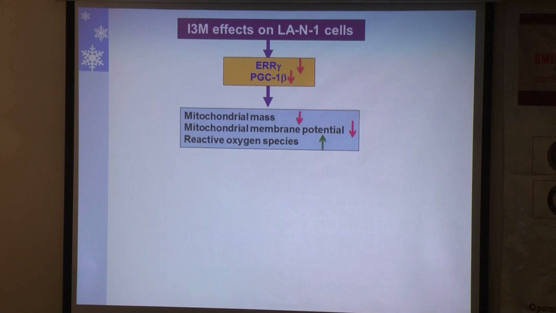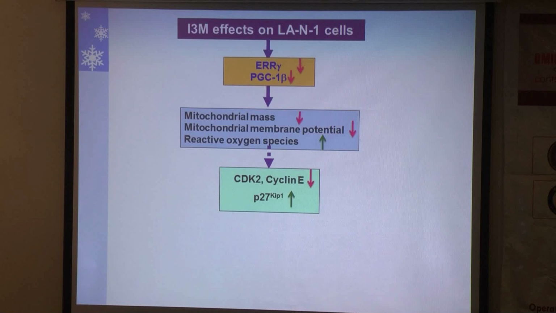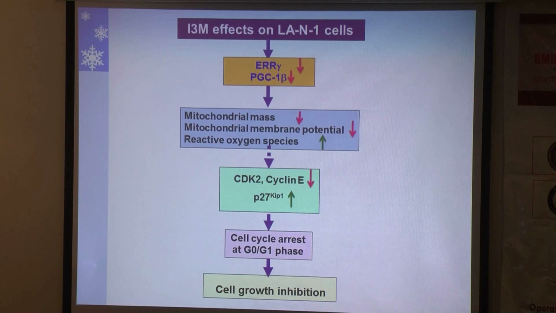And therefore, we found that I3M can cause a reduction in the mitochondrial mass as well as the mitochondrial membrane potential, whereas it can increase ROS production. And somehow, although the link is not clear, we observe a reduction in CDK2 and cyclin E, which is shown to be associated with arrest at the cell cycle. And also there is an increase in p27, which is a CDK inhibitor. And this will lead to cell cycle arrest at the G0/G1 phase, and finally cell growth inhibition. So this is the anti-tumor effect.